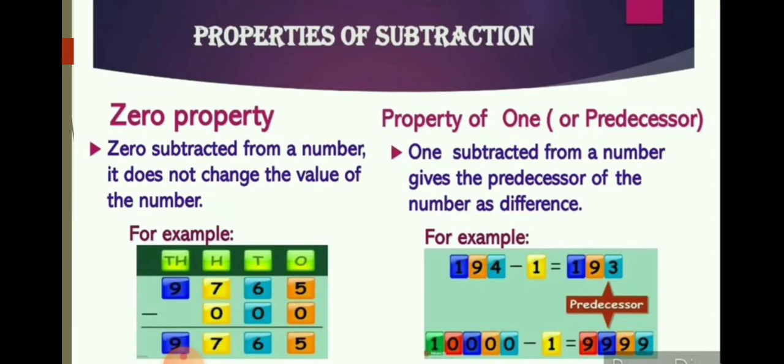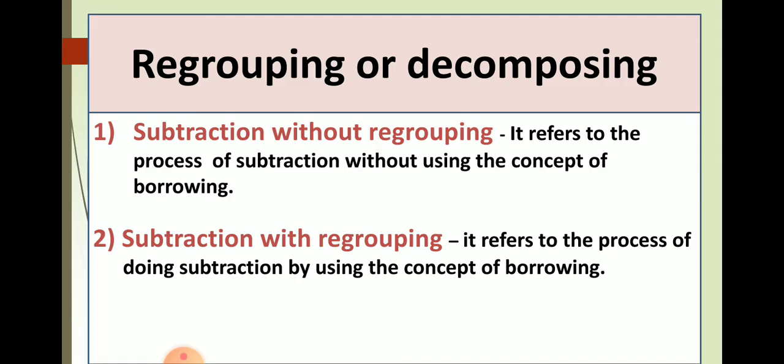So students, what is predecessor? Predecessor is the number that is just before the given number. So here the given number is 194, so its predecessor is 193, and how have we got the predecessor? By subtracting 1 from the given number. Similarly, when we subtract 1 from 10,000, we get 9,999.